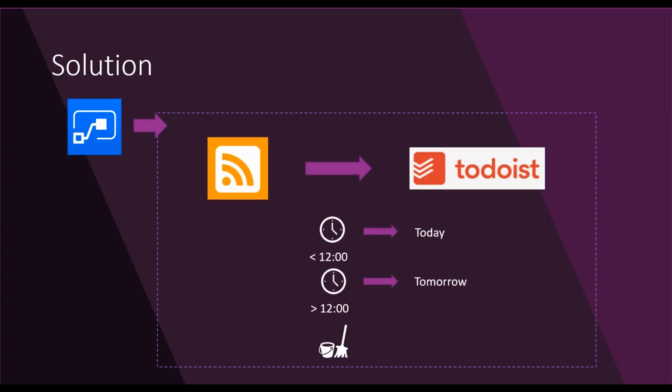And the logic behind it is really simple. If the post is published before noon, it is added to today's tasks. And if it is published after noon, it is added as a task for tomorrow. So thanks to that, I can keep my Todoist tasks well organized.